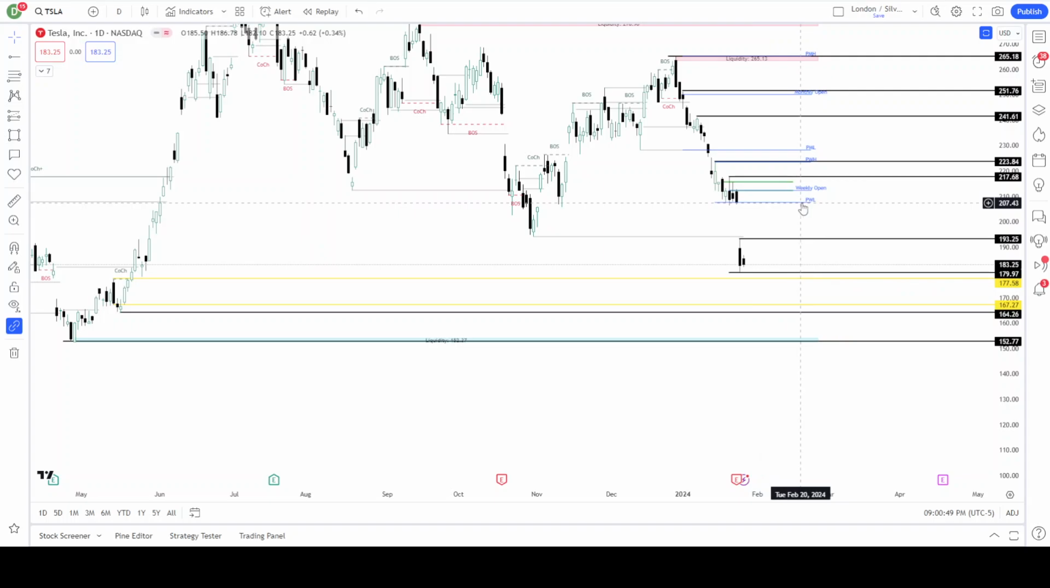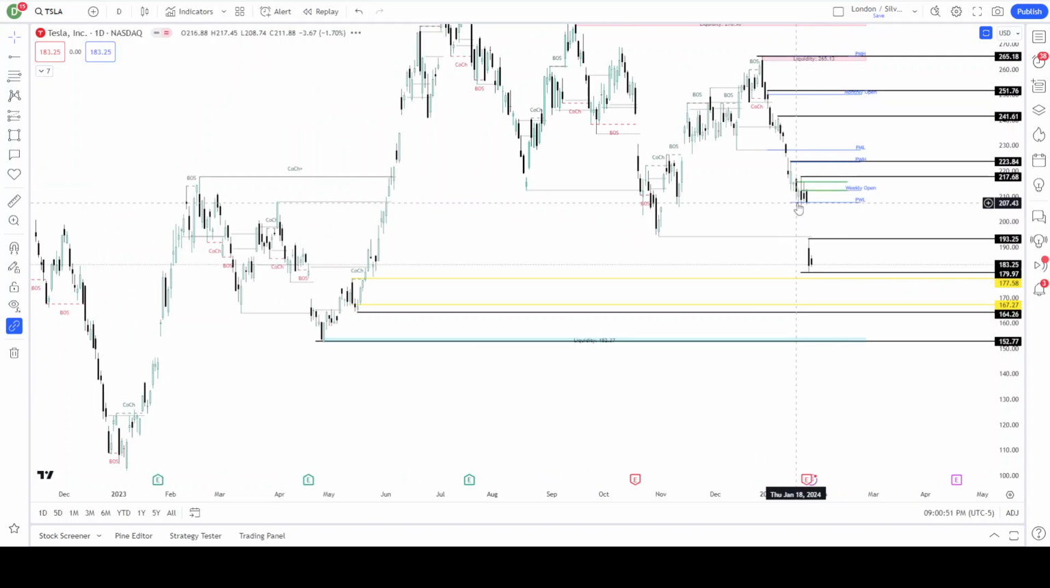So a lot of things coming up, and our liquidity targets mostly have been exhausted. We took all of the sell side in this range. We took below the swing low here, right? And so now what we're looking at, we have this fair value gap here. We have our daily breaker block here that could act as mitigation.